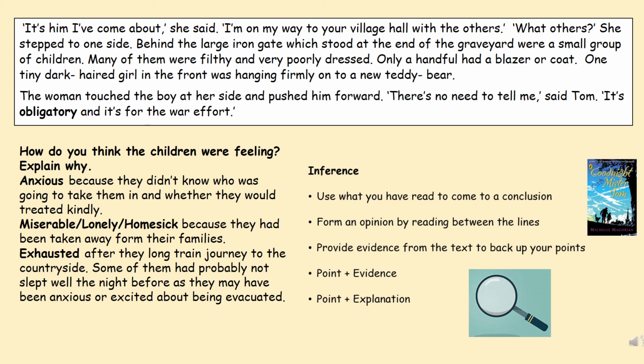So I've had a go at answering this question too. How do you think the children were feeling, and explain why? Now, there were different options that you could have chosen. You could have started by saying they're feeling anxious. And remember, reading between the lines, we know these children are evacuees. We know they've been taken from their homes because they were in danger. We know that these particular children don't have any parents with them. So I think that these children feel anxious because they didn't know who was going to take them in and whether they would be treated kindly.